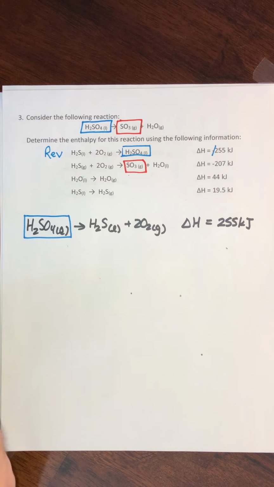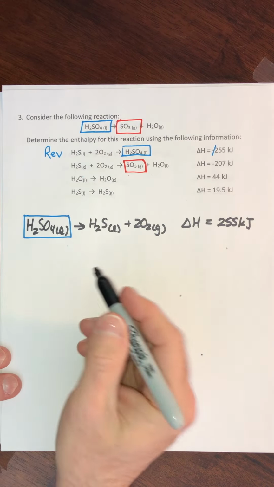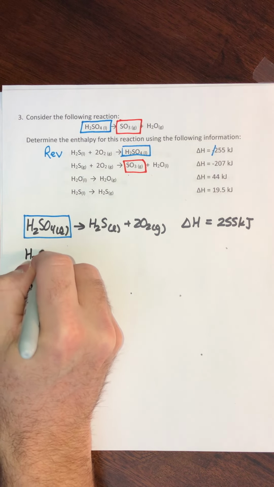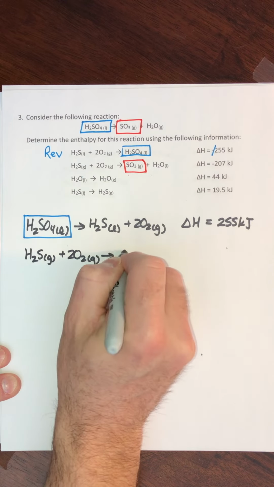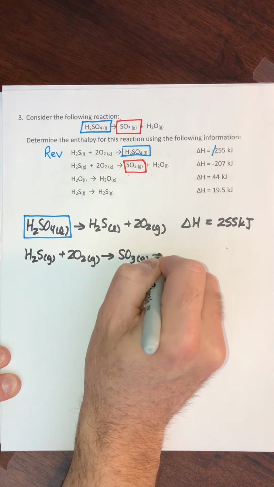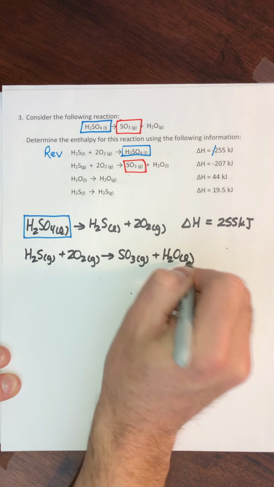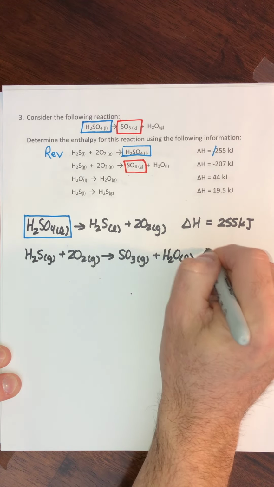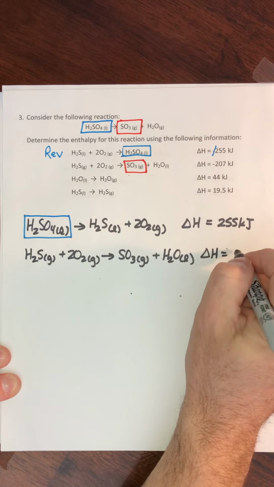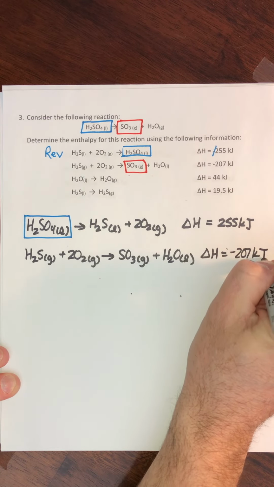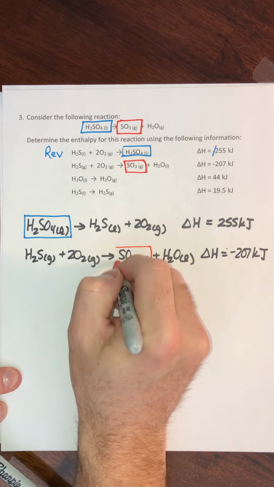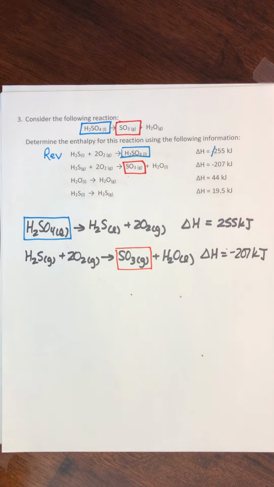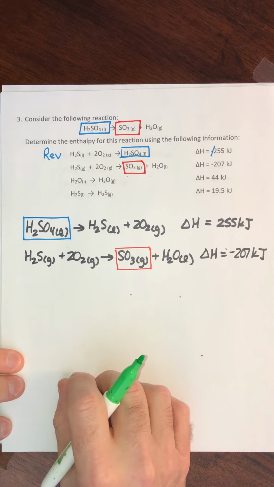So when I go to write it down, I'm just going to literally rewrite it. So my H2S gas plus 2O2 gas turning into an SO3 gas plus an H2O liquid. And because I didn't change the equation at all, I don't change the delta H, minus 207 kilojoules. And let's put a nice little red box around the SO3 gas. There we go. It's always nice when one of the given equations just stays the same. It's like a little present.